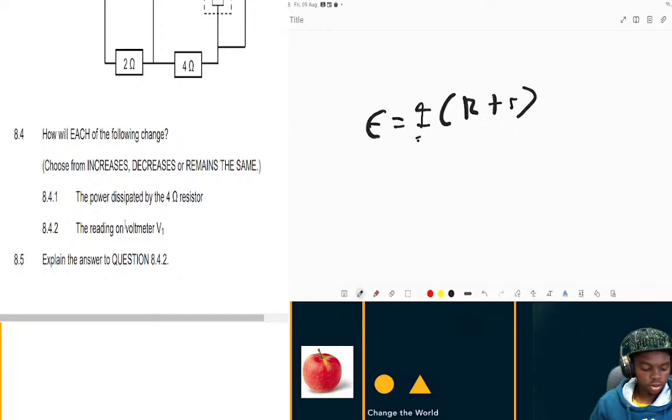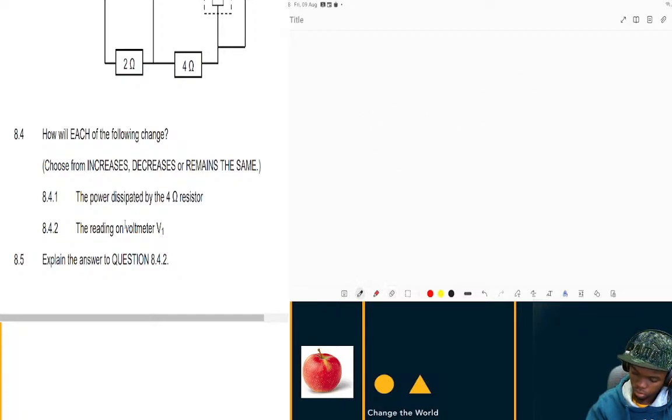So I'm just looking for the formula sheet. Now, let's start. This we can determine also by writing.